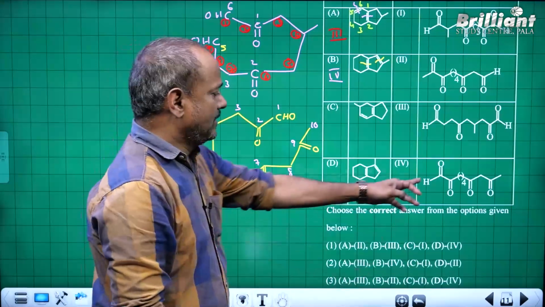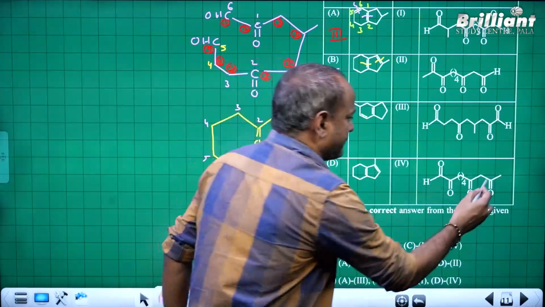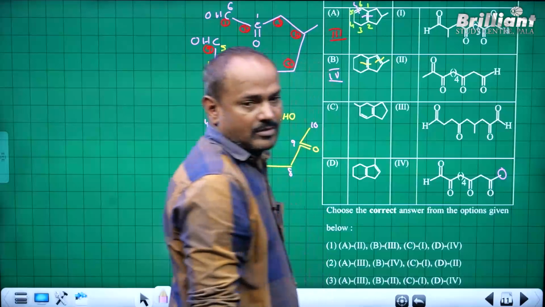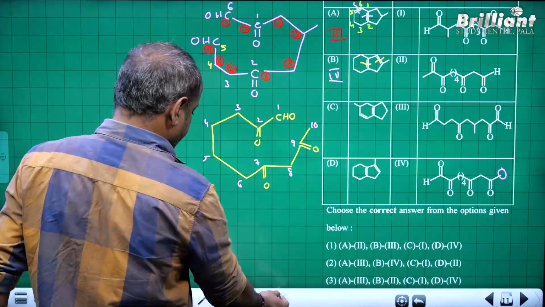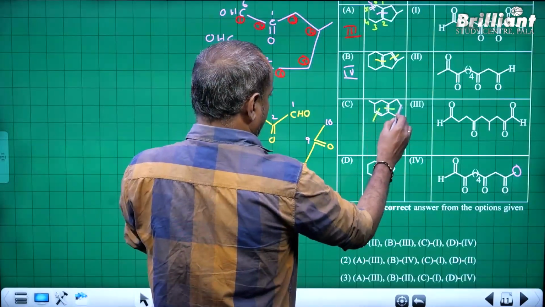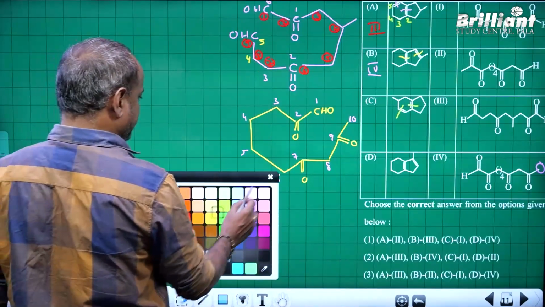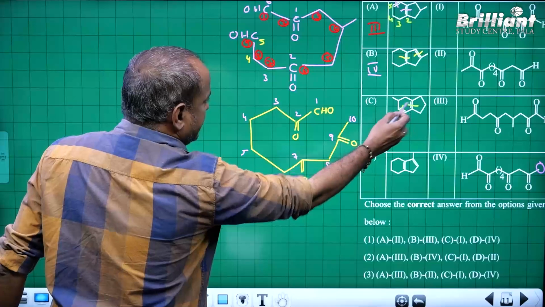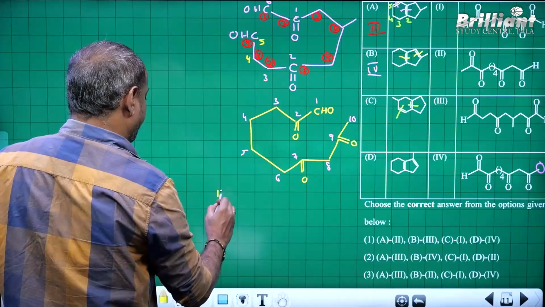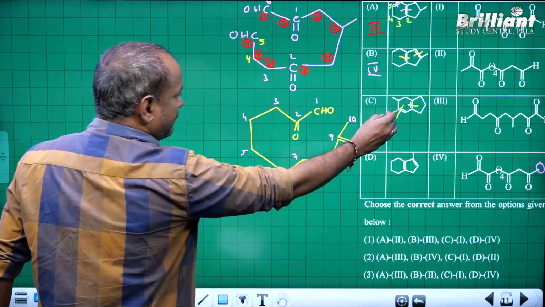First aldehyde, last methyl. Next for C, I will read here for C. Start here: double bond O, ketone.